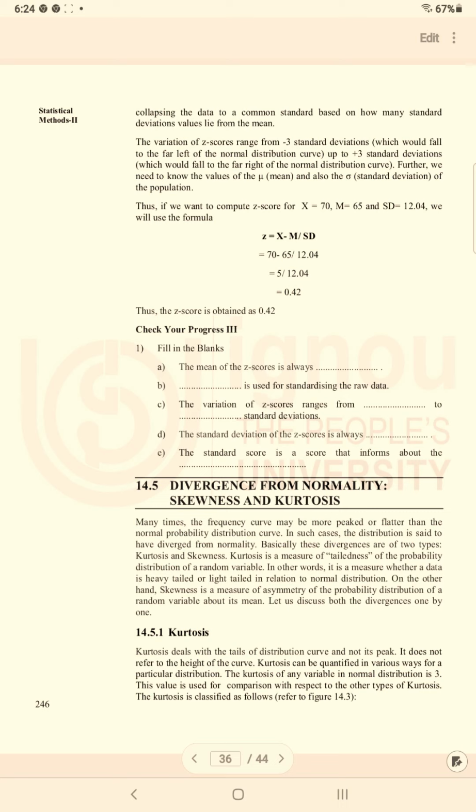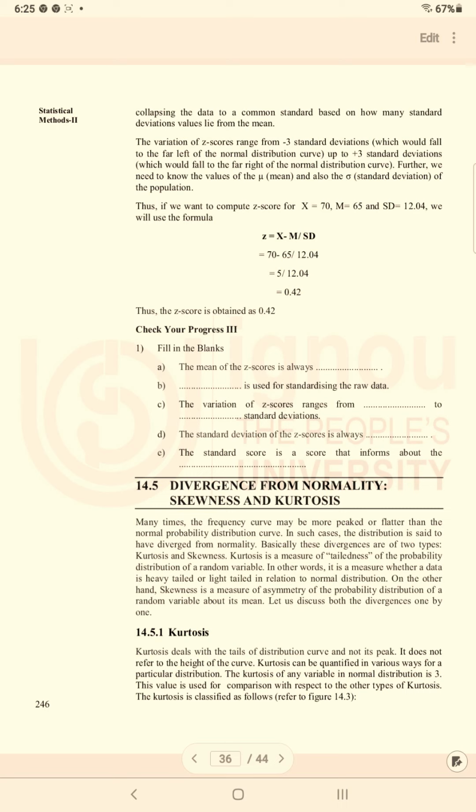Kurtosis is a measure of tailedness of the probability distribution of a random variable. In other words, it is a measure of whether data is heavy-tailed or light-tailed in relation to normal distribution. On the other hand, skewness is a measure of asymmetry of the probability distribution of a random variable about its mean. Let us discuss both the divergences one by one.